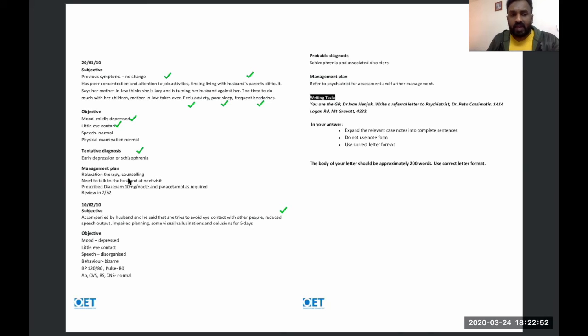Management plan, relaxation therapy, counseling, which you have suggested. So things which you have suggested is always important. This information is important: need to talk to the husband on the next visit. Not that important. The reason is, in the next paragraph, anyways, you're going to say patient accompanied by husband. So why do you need to write that you have suggested her to visit with her husband? It's not required. You need to be logical when you're writing.